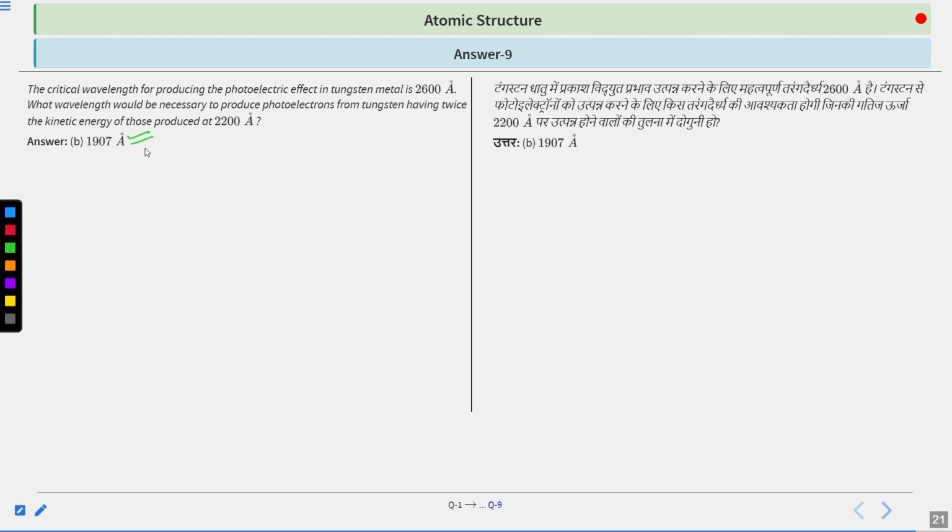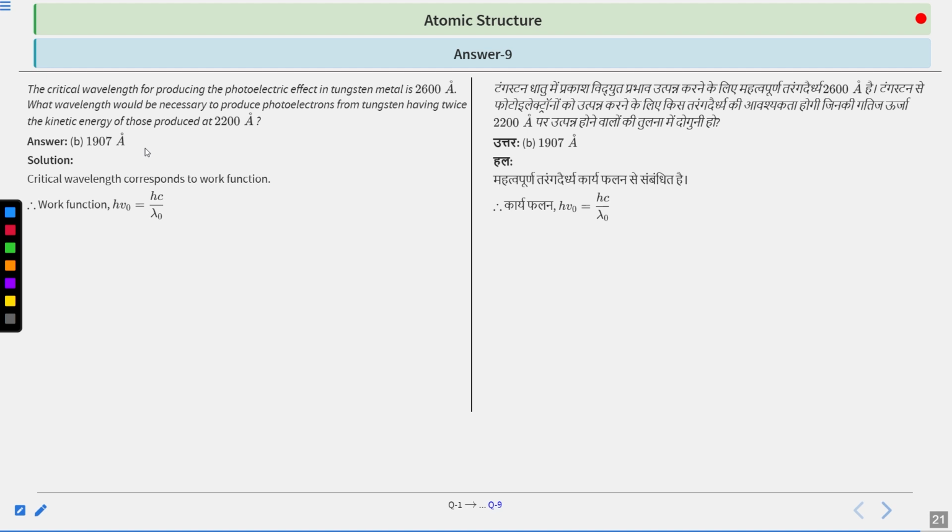How will we solve it? The basic idea for the solution is that the energy which is used to pluck the electron is equal to the work function. That much energy will be consumed in just plucking. The rest of the energy that the electron gains will be the kinetic energy. So we will calculate the work function first according to this value, 2600 angstrom. The formula is very simple: h nu naught is equal to hc by lambda naught. That is the formula for calculating the energy if your wavelength is given.